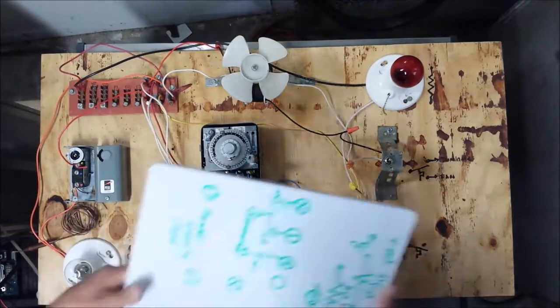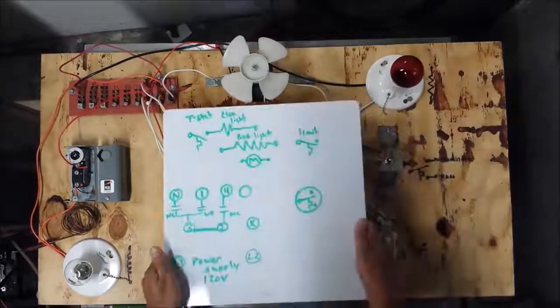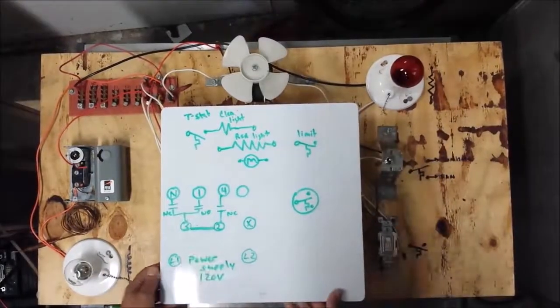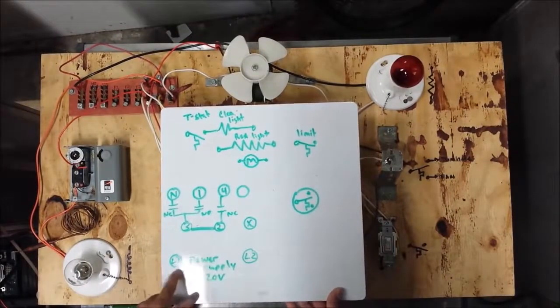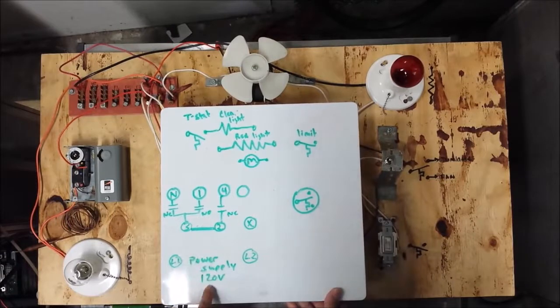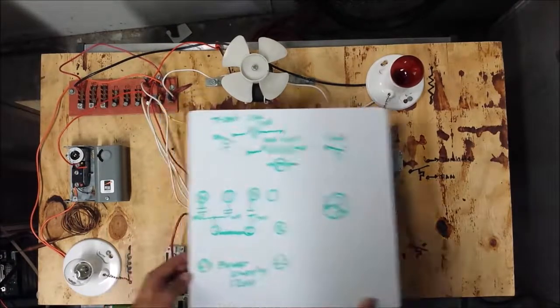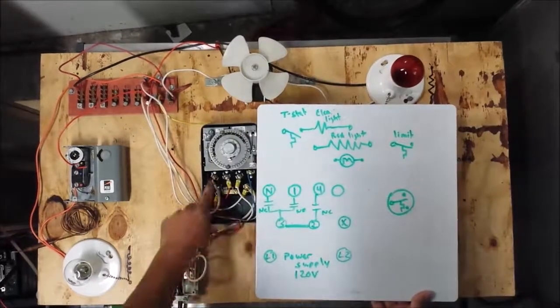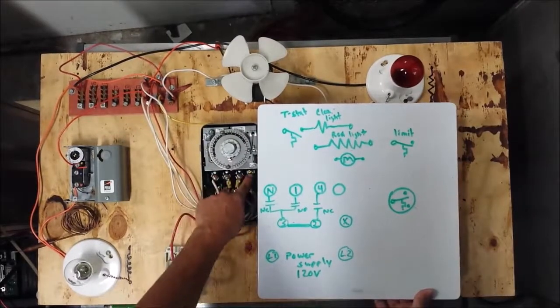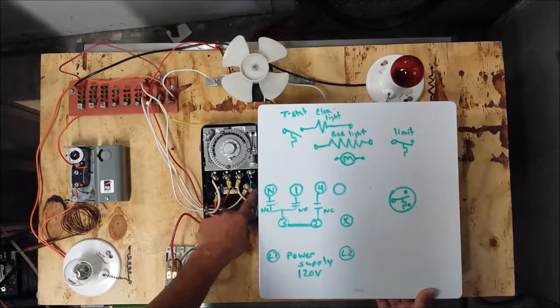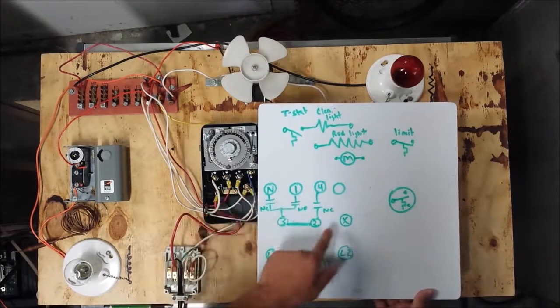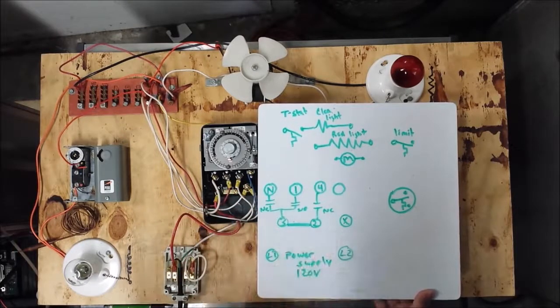Alright, I put together here a basic diagram of it. So here we've got our L1, L2, our power supply representing 120 volts. Here are our defrost timer terminals. We have N, 1, 4, a blank terminal, 3, 2, and an X terminal. As you can see, those are all listed down here.